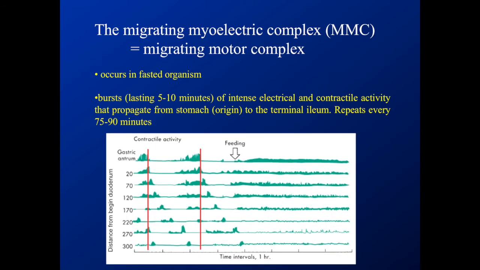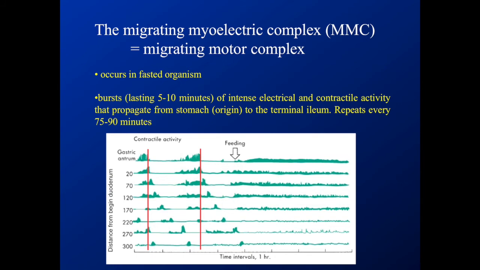So if you haven't eaten for a while, the migrating myoelectric complex kicks in, and this is a pattern of activity that basically sweeps the entire GI tract of its contents. These bursts last about 5 to 10 minutes, and they're characterized by intense periods of electrical and contractile activity that propagate from the stomach to the terminal ileum. And they repeat every 75 to 90 minutes.